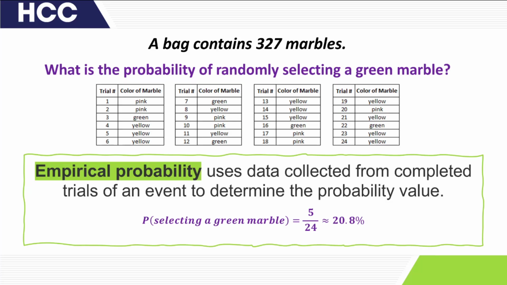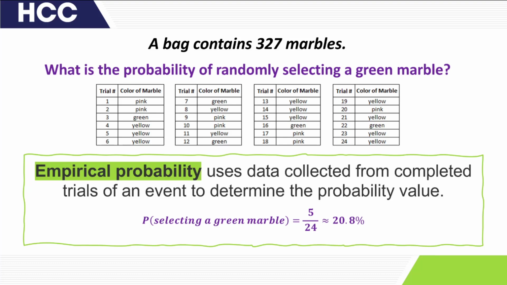This is one of those qualitative variables, yeah? So this very much feels like, what was that table? We called it something like a frequency distribution. Yeah. Except we're not looking at all the colors, we're just focusing on green, and the frequency of green was 5 out of 24. So we're going to say that the probability of selecting a green marble is 5 over 24, which is approximately 20.8%. So we're using this data to make our approximation.